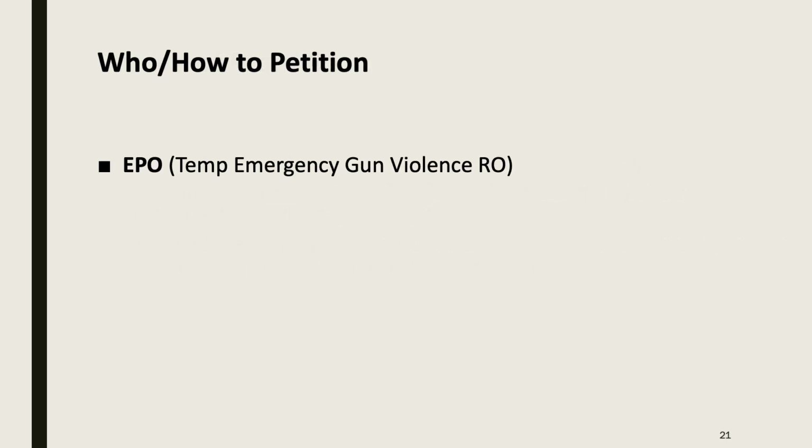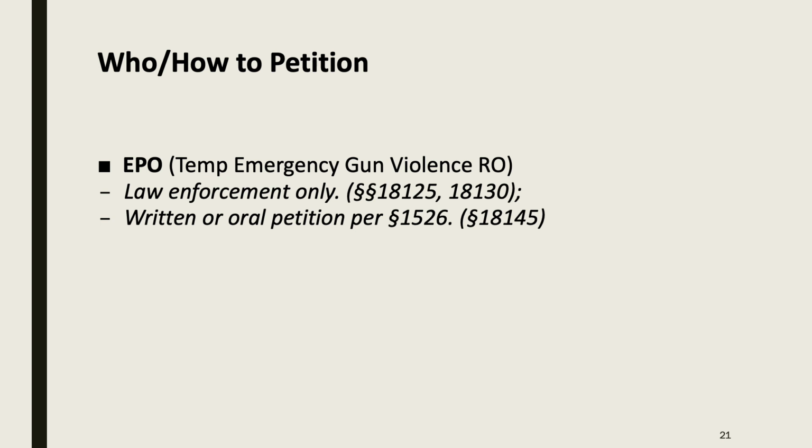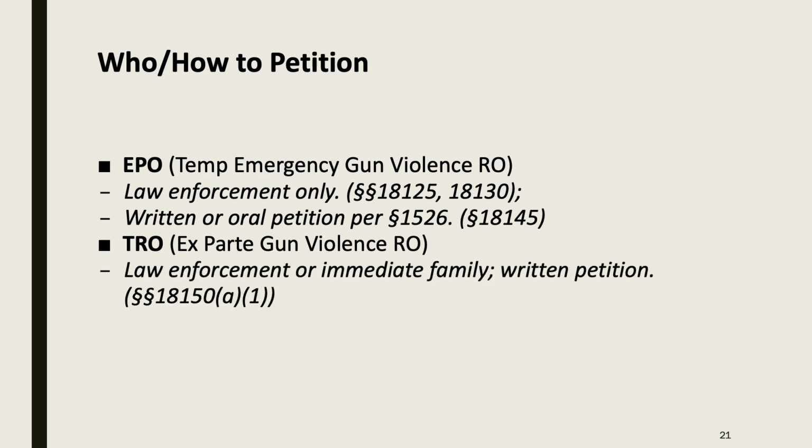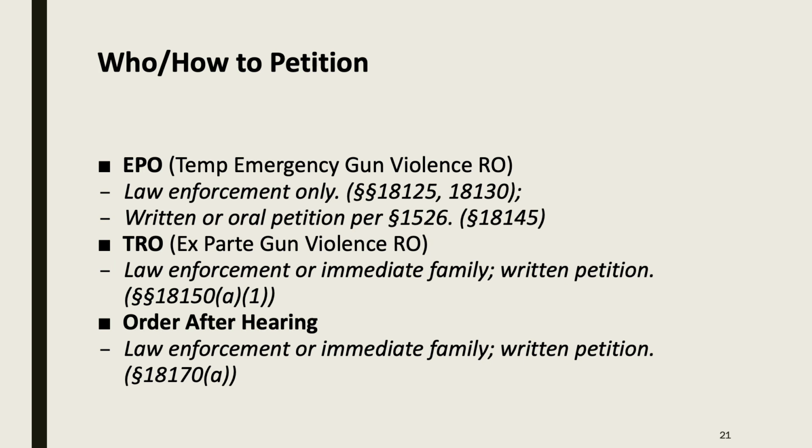So who can bring the request for this? Well, the emergency protective order can be only requested by law enforcement. And it's a written or oral petition that's given to the court on which the court has to make its findings to grant or deny the emergency protective order, the temporary emergency gun violence restraining order. The TRO, ex parte gun violence restraining order, well, that request can be brought by law enforcement or an immediate family member, and it also is brought by a written petition. The order after hearing, it can be brought by a law enforcement or an immediate family member, and it's also by a written petition.